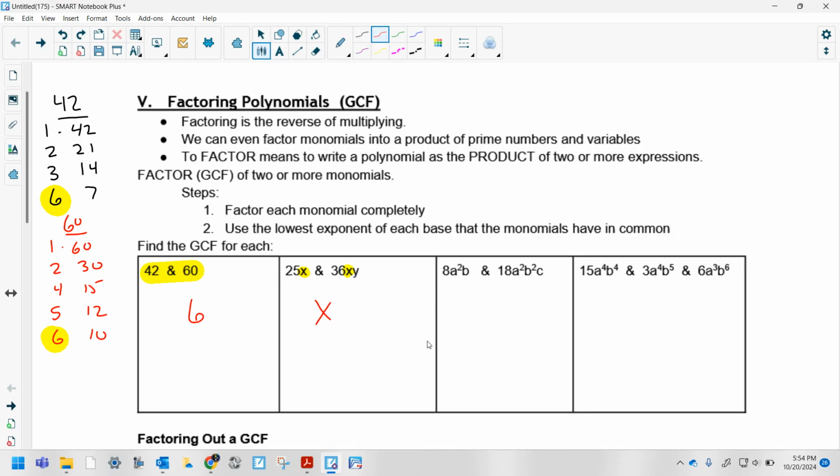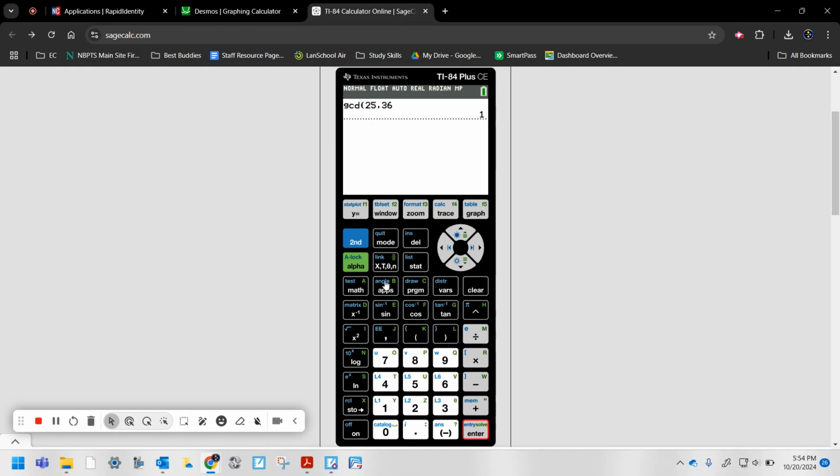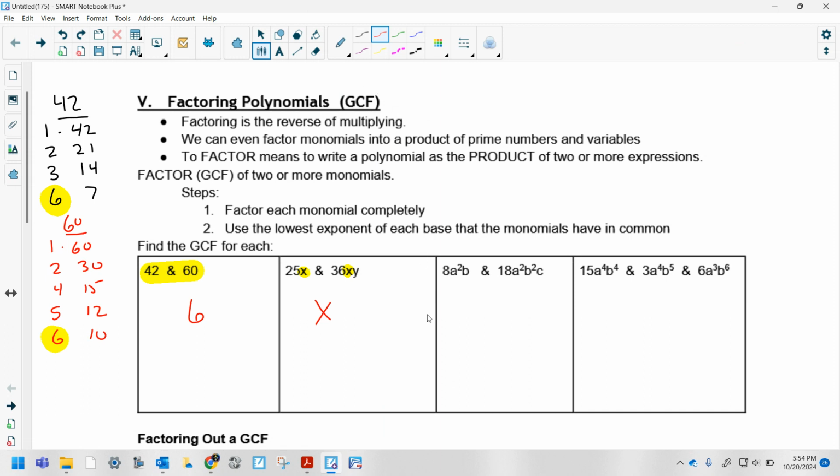Next we have 8 and 18. Let's go to the calculator. Math, go across to Number, hit 9. We have 8, comma, 18, and that's going to be 2. 2 is our GCF of the numbers.